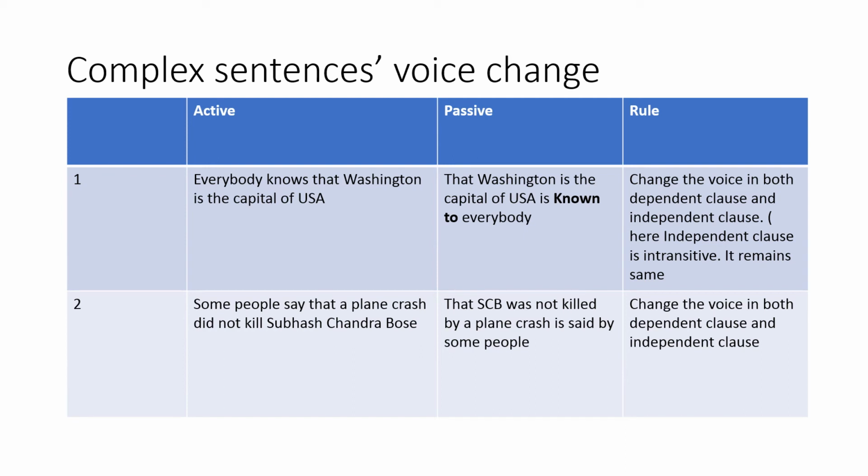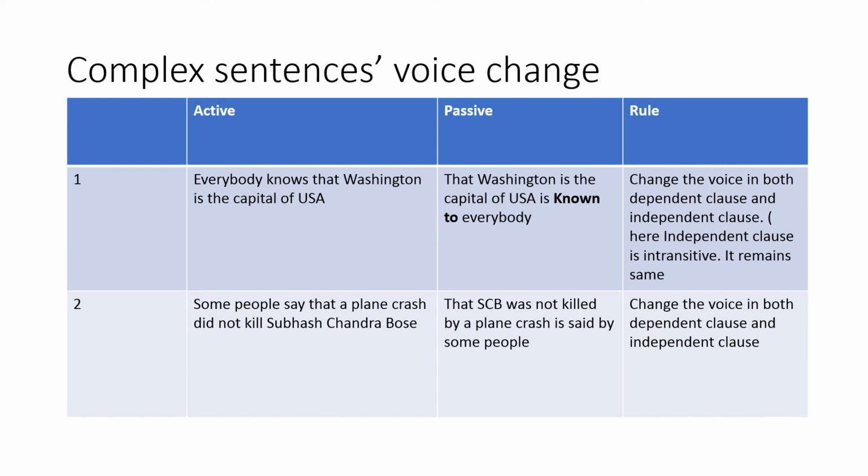Now comes the complex sentence, the most complex one, as the name suggests. Here also the complex sentence consists of two parts, one independent clause and another dependent clause. As said in the case of compound sentences, we'll have to change both the clauses into passive form. The same is applicable here. We'll have to change into passive voice in both parts according to the tenses.